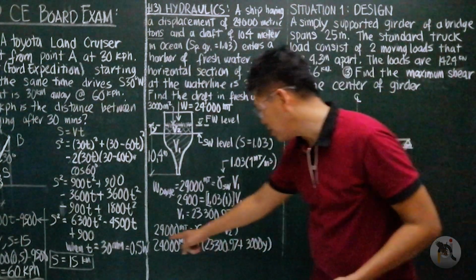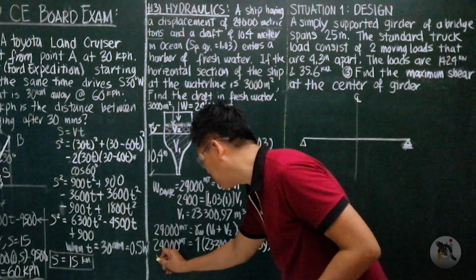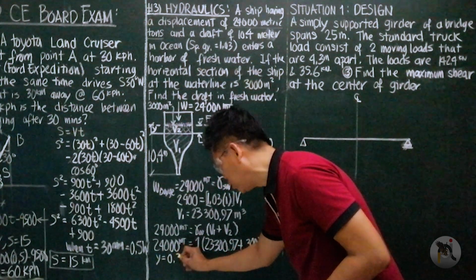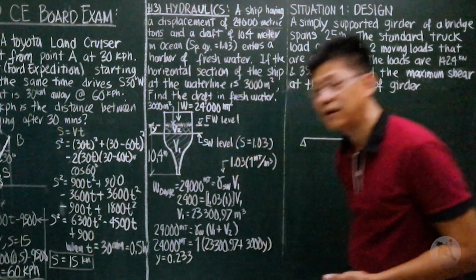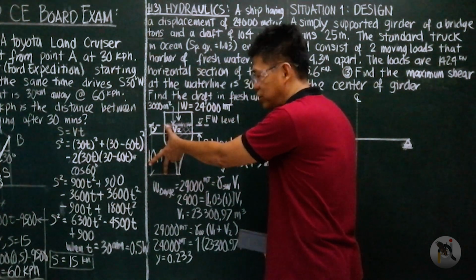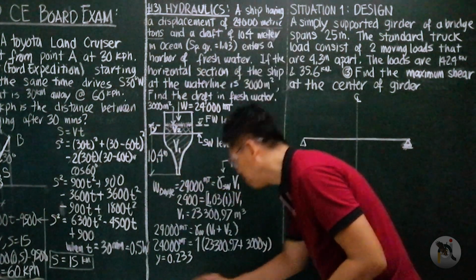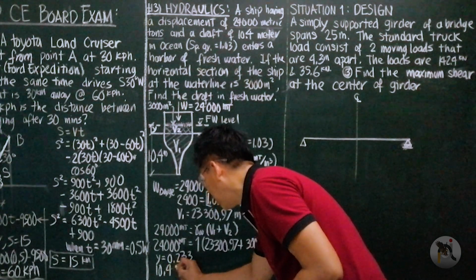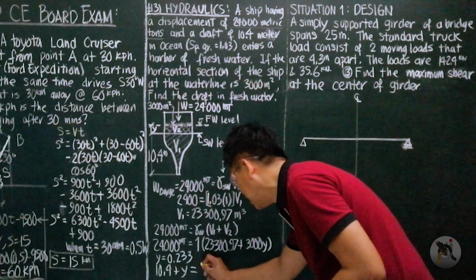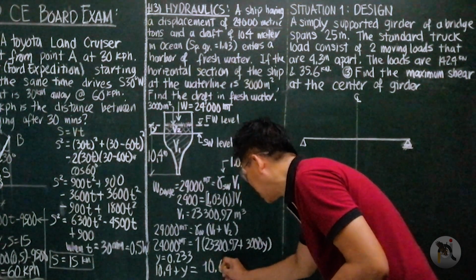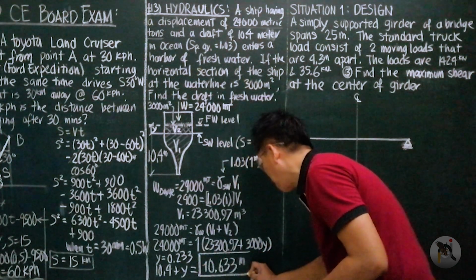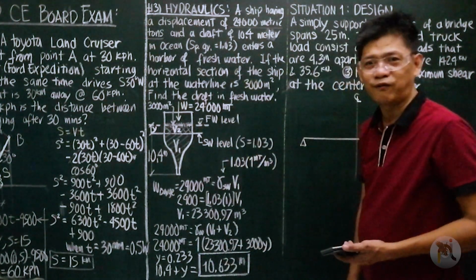So one equation in terms of Y will be able to get our Y, and Y is 0.233. So therefore, the new draft or submergence is 10.4 plus Y. 10.4 plus 0.233, this is 10.633 meters. This is the new volume submerged. You follow? Okay.